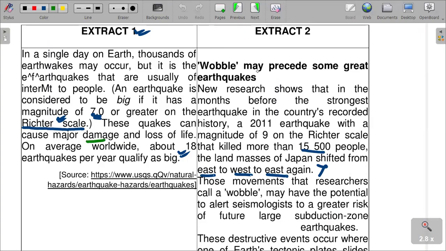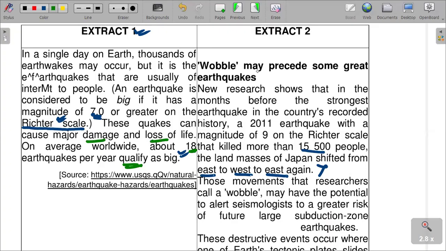They can cause major damage and loss of lives. On average, worldwide, about 18 earthquakes per year qualify to be big. On average, 18 earthquakes can be classified as big.